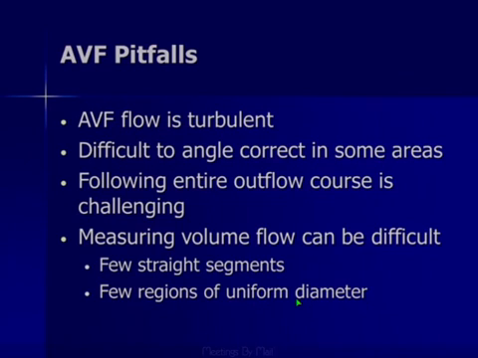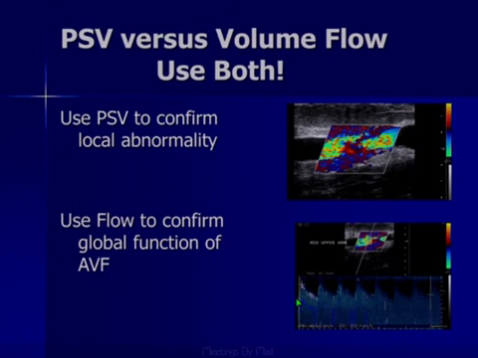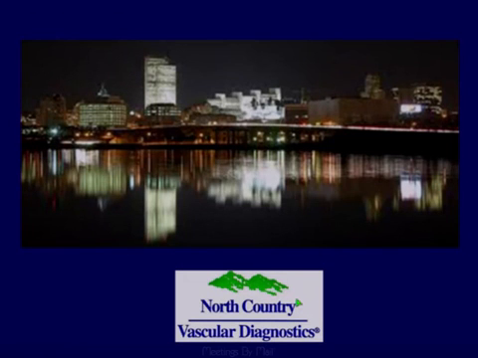Measuring volume flow is also difficult, and those of you in my workshop, we went through that a little bit, but find a straight segment with a uniform diameter, that will help. Peak systolic velocity is what's going to be impacted by some of those pitfalls, and certainly our flow rates are going to be determined by where and how we measure and what segment of vessel. So we've got to use both. Use the velocity to confirm a local abnormality and volume flow to confirm overall function. Thank you very much.